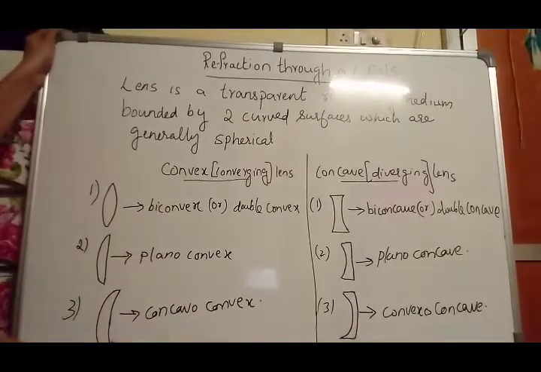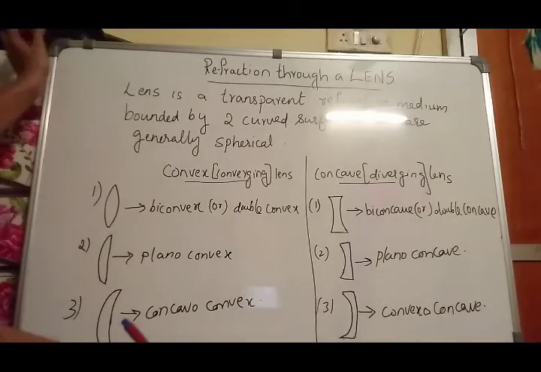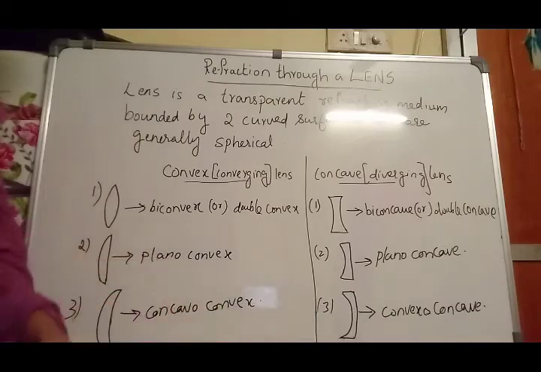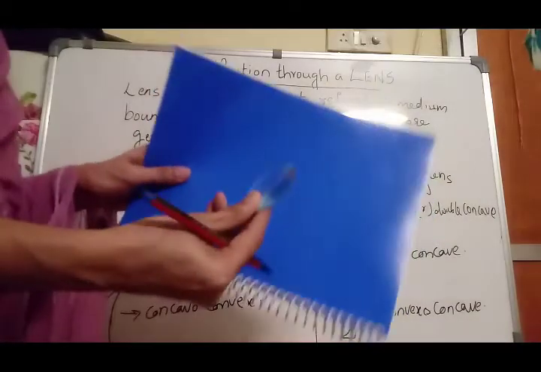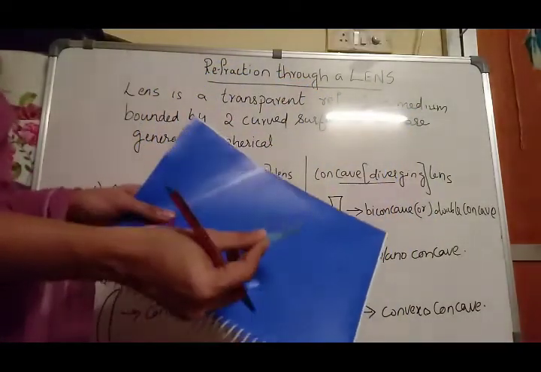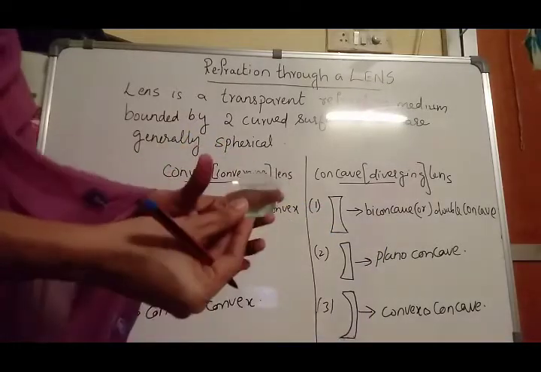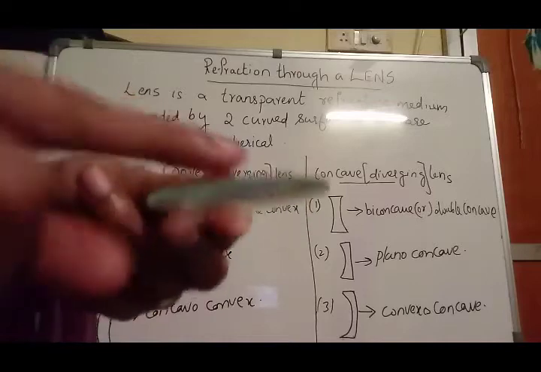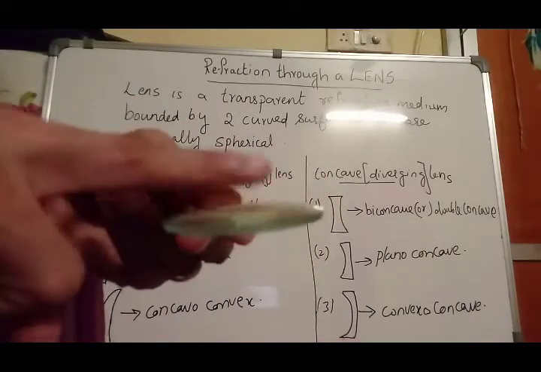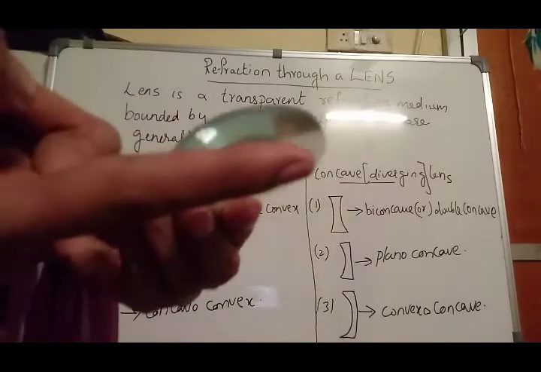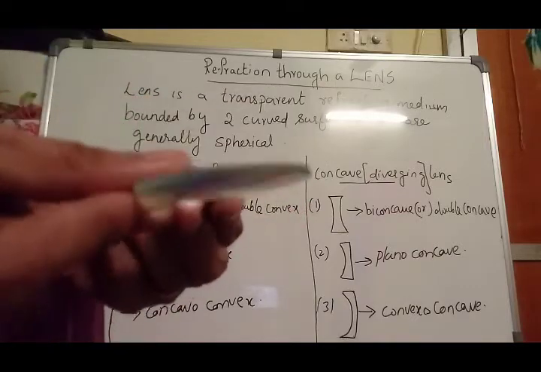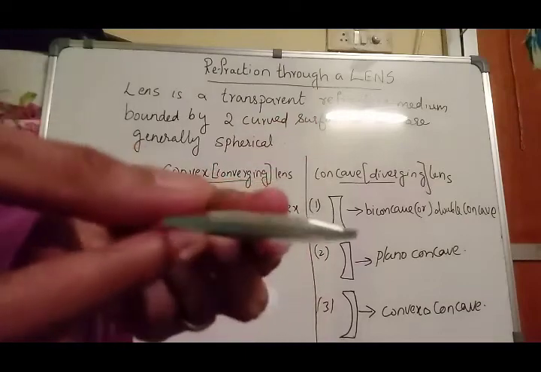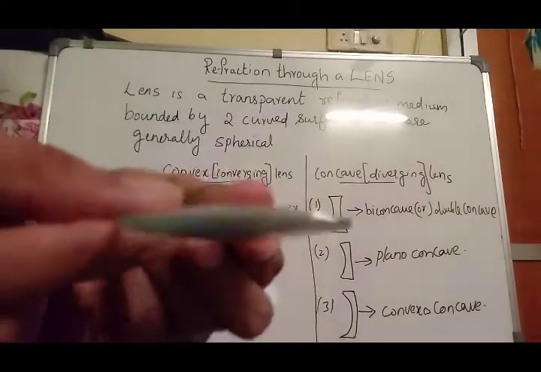Now I'll show you the lens. So actually this is one type of lens. Hope you can see this one. When you look at the lens, you could see that there is a curvature here. This is bulged outwards. Here also it is bulged outwards, and it is thin at the periphery. So this type of lens is actually a convex lens.